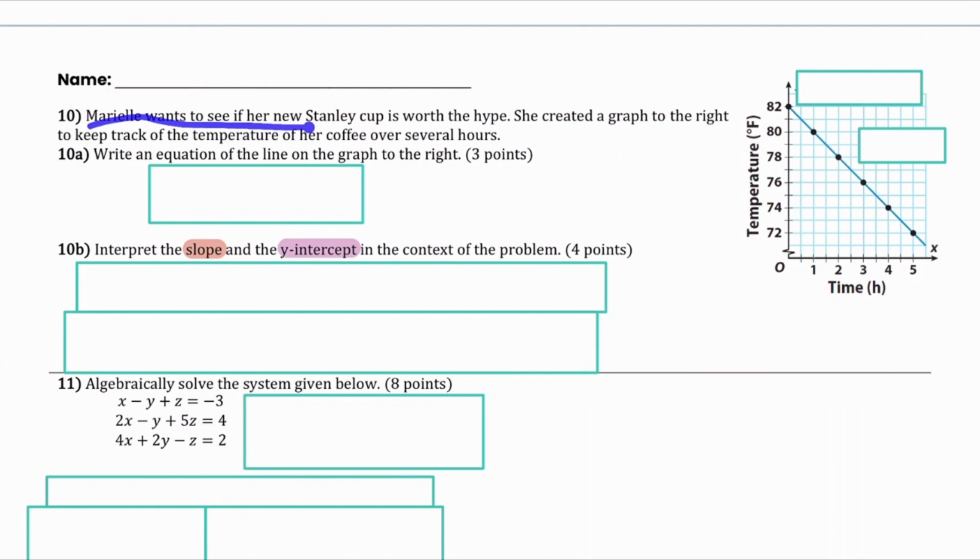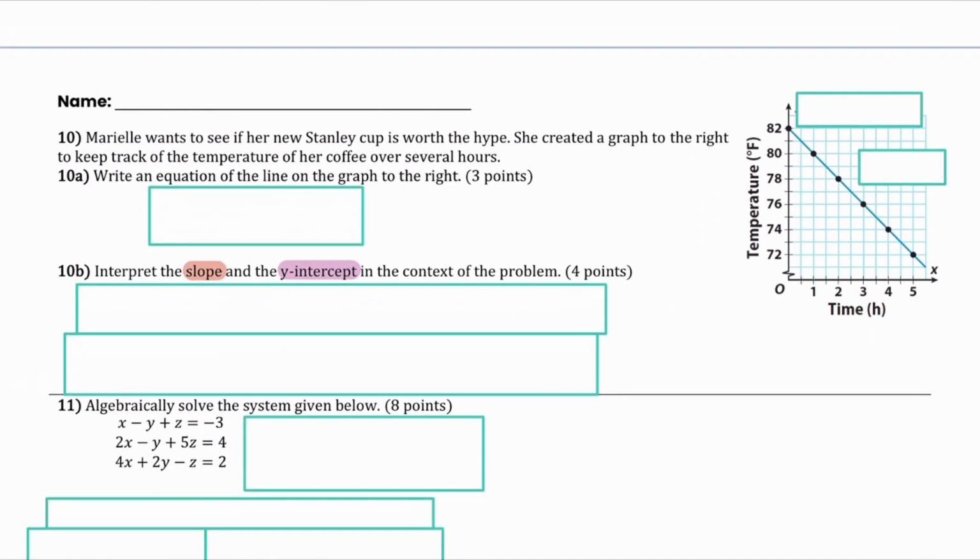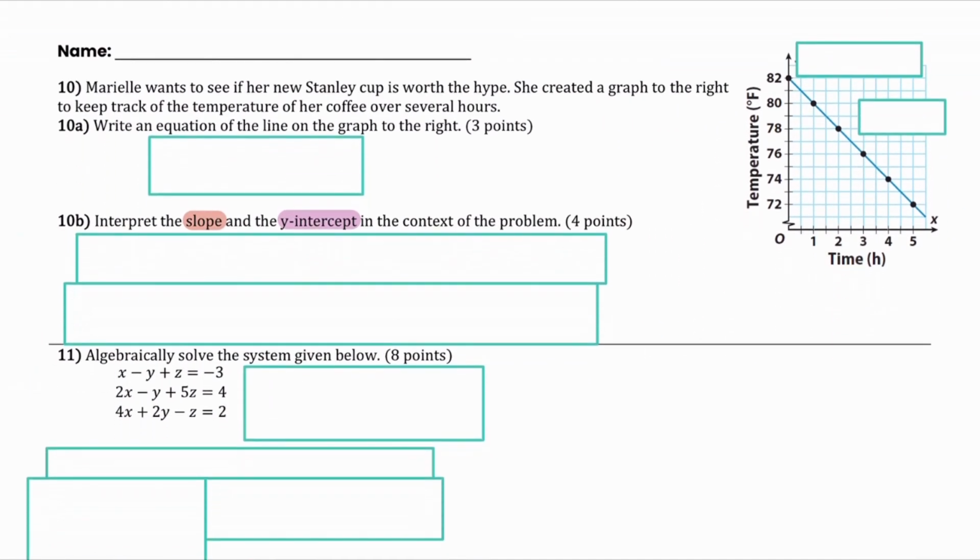Number 10, Mariel wants to see if her new Stanley Cup is worth the hype. She's created a graph to the right to keep track of the temperature of her coffee over several hours. So we see time, h, temperature as such. Okay, so 10a asks us to write the equation of the line on the graph to the right. So what we know for sure is that we're going to need a slope and a y-intercept. Unless you're writing it in point-slope form, that's cool too.